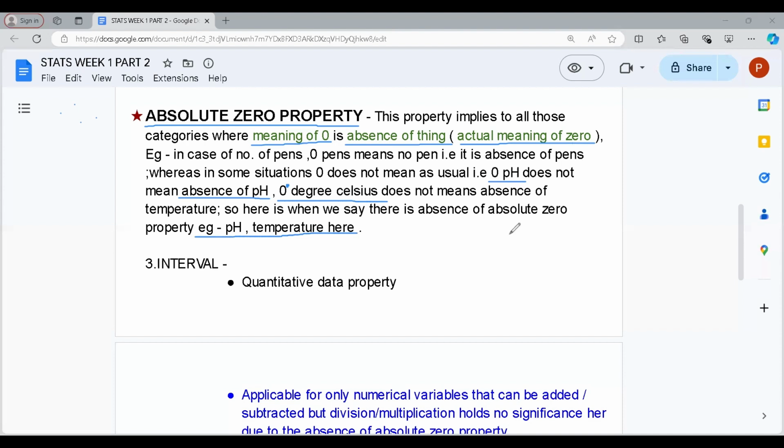So you need to understand what absolute zero property is, where you have the basic meaning of zero as meaning absence of a thing. And there are some categories which do not obey this, where we say that they have an absence of absolute zero, for example in the case of pH and temperature.